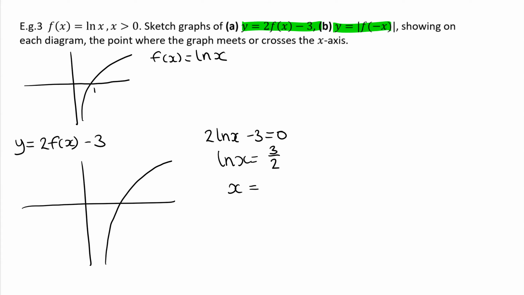Really important result to remember. And then I just have e to the power of 3 over 2 here. That's the exact value, and that's what you're going to need to do. Don't change this to a decimal, just write your exact value of e to the power of 3 over 2.